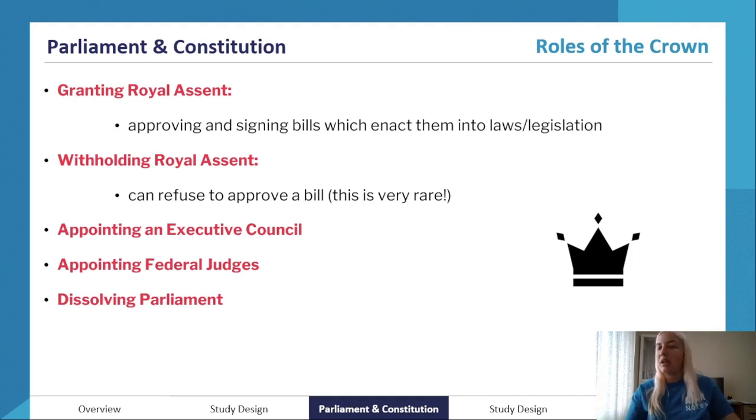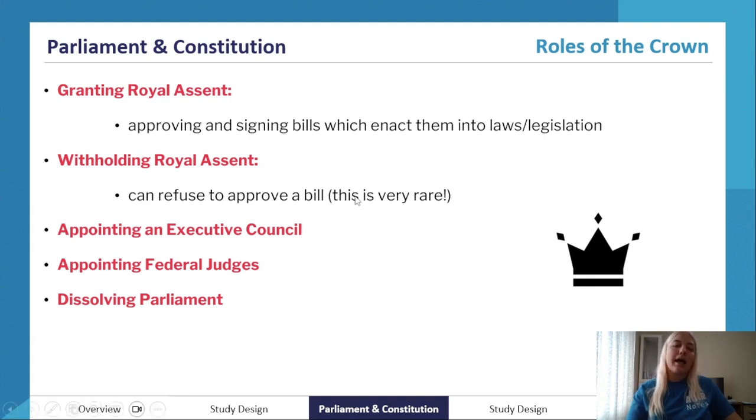If the members of Parliament or the government party were the ones to appoint federal level judges, then they could just choose people they like, and there would be corruption. So instead, we have the Crown appointing the federal judges. Technically, the Crown is part of Parliament, but there's no real overlap because they don't actually sit in Parliament and everything like that.